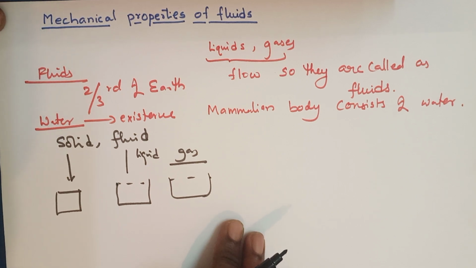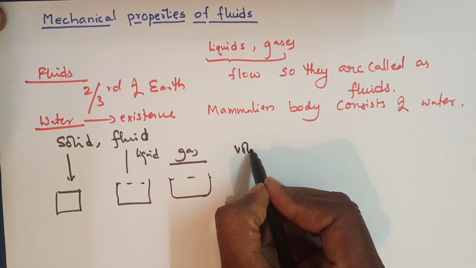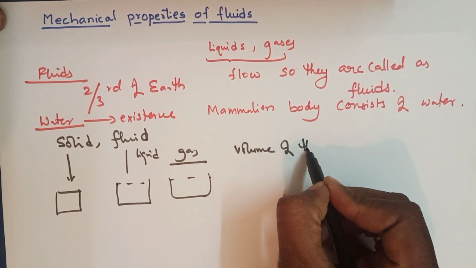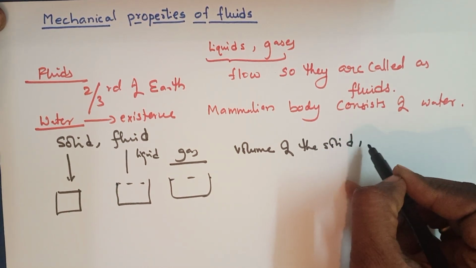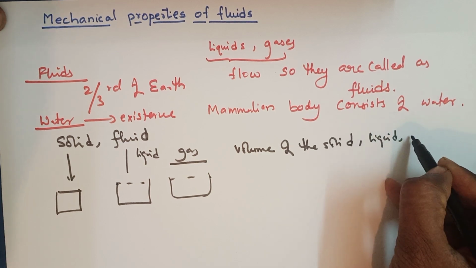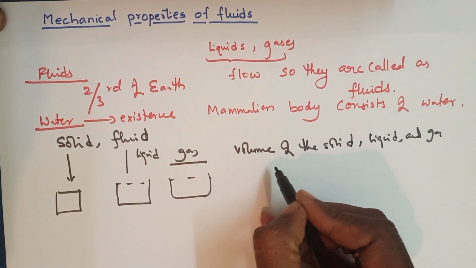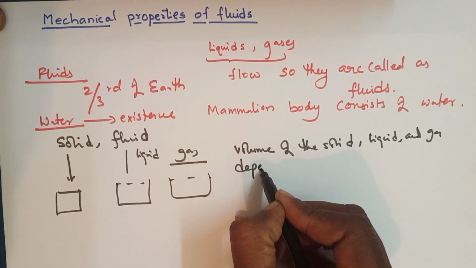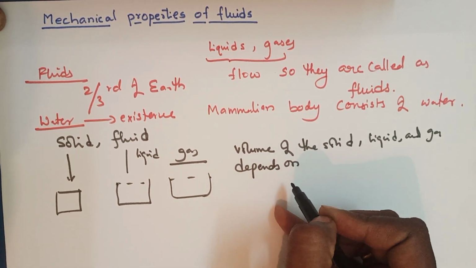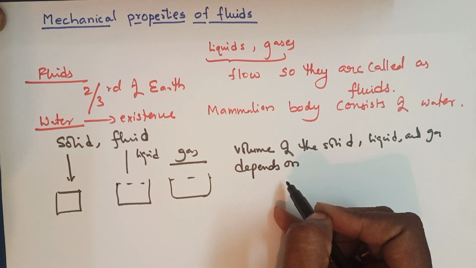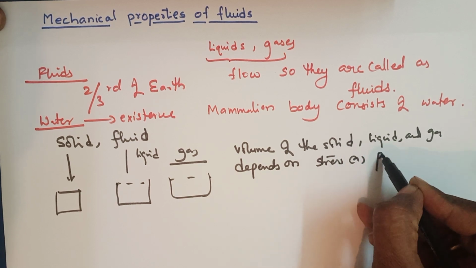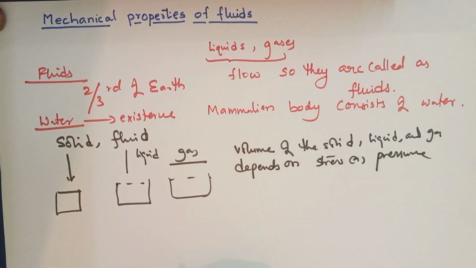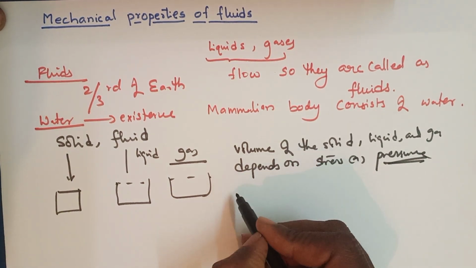So the volume of a solid, liquid or gas depends on what? It depends on the stress or pressure acting on it. Stress is measured in Newtons, which is mostly important, and we'll see the pressure of the fluid, the pressure acting on it.